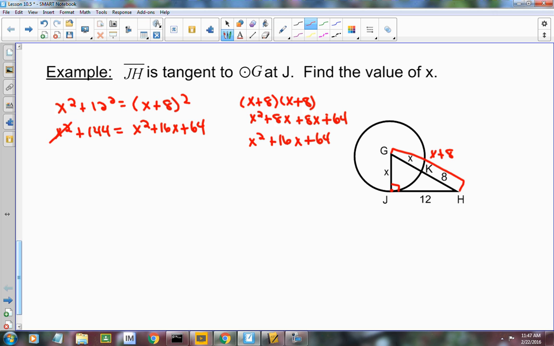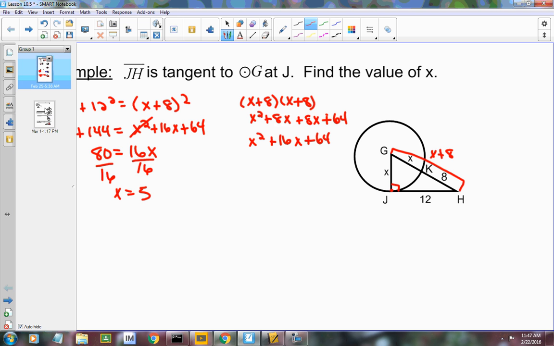All right, so our x squareds cancel. We can bring the 64 over, and you end up with 80. And then divide both sides by 16, and so x is 5. Questions on what we did there?